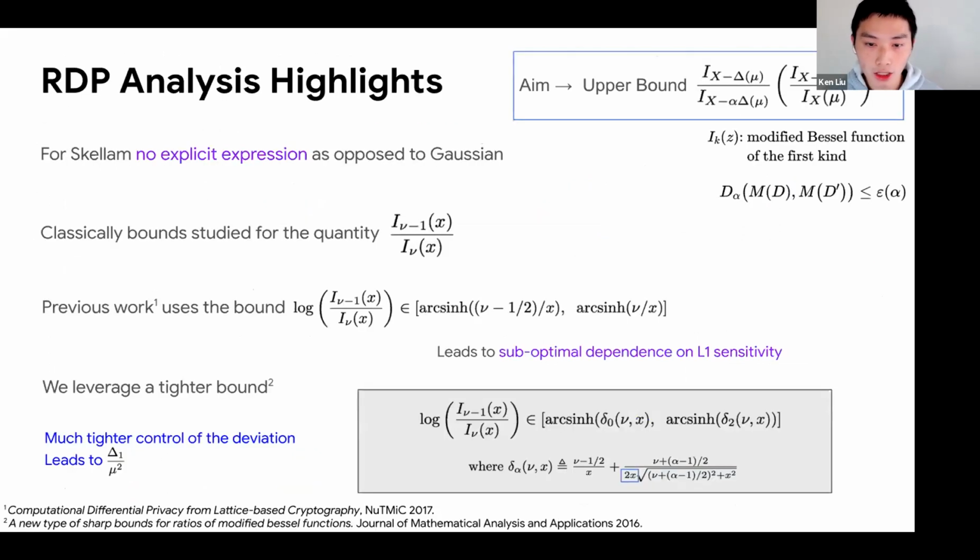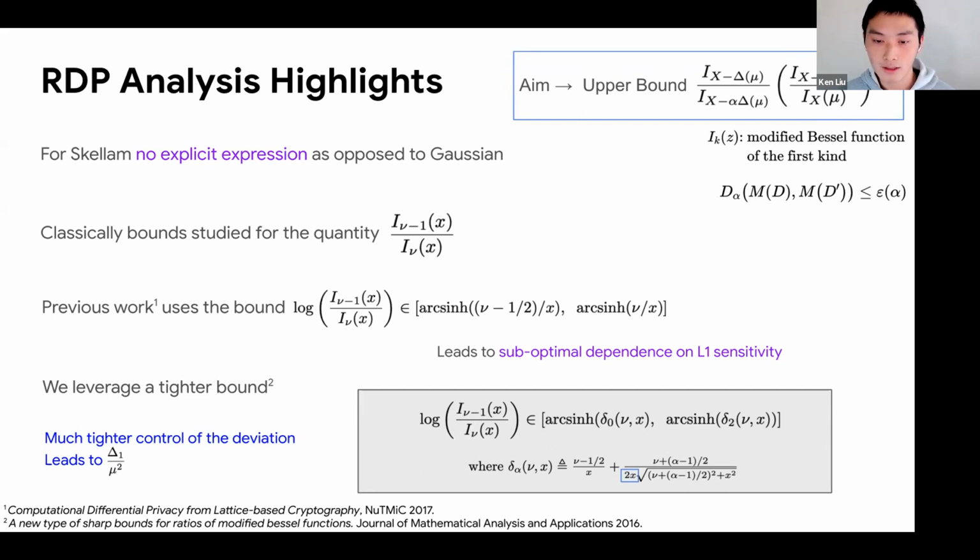Okay, so let me briefly highlight the RDP analysis, and please check out our full paper for more details. When we perform an RDP analysis, we look at two shifted Skellam PMFs and try to bound their ratio. For Gaussian, this analogous quantity has a closed form expression, but unfortunately, we don't quite have that for Skellam because we're dealing with Bessel functions. So we need to look at existing bounds on the ratios of Bessel functions.